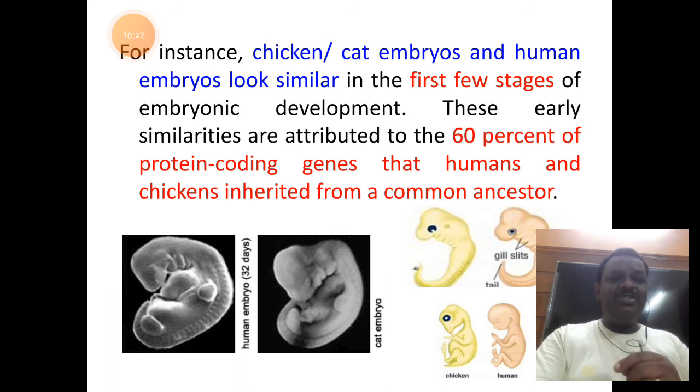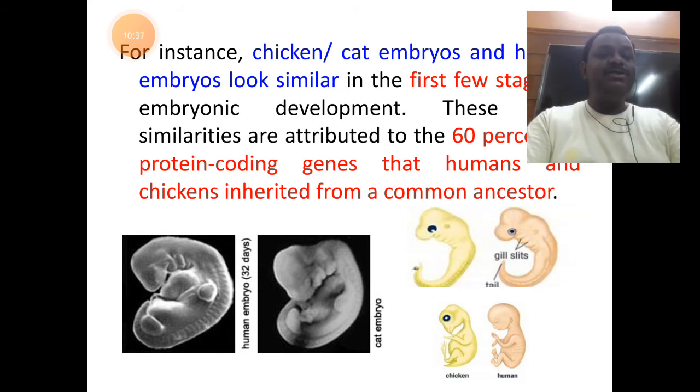So down in the picture, towards the left side is the human embryo of 32 days, the cat embryo, the second one, which is in black and white, whereas the colored ones, the first one is the chicken embryo, the second one is the human embryo. They all look similar, indicating that most of the proteins that we have remain common between the embryos of different species of organisms.